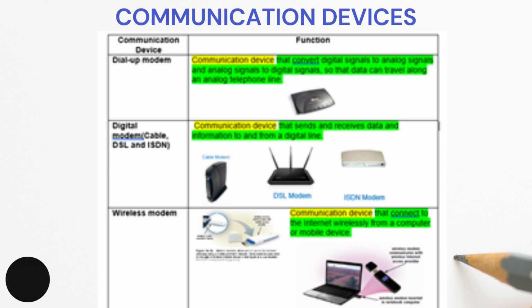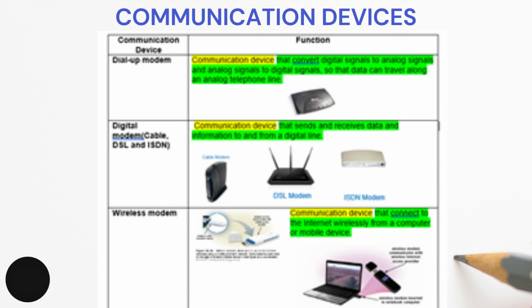As you can see over here, what is the function of dial-up modem? It converts digital signals to analog signals and analog signals to digital signals so that data can travel along an analog telephone line. Then let us have a look at the function of digital modem. Actually for digital modem, we have the cable, DSL, and ISDN. Most of us are using DSL modem. Now what is the function of digital modem? It sends and receives data and information to and from a digital line.